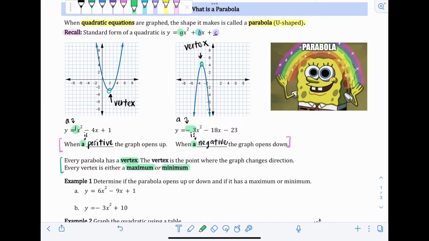So if I look at this first graph, the one on the left right here, that point where the vertex is, that's the lowest point on the graph. There is no point lower than that one, and the graph is going to continue to go up from there. So since that's the lowest point, it's also a minimum.